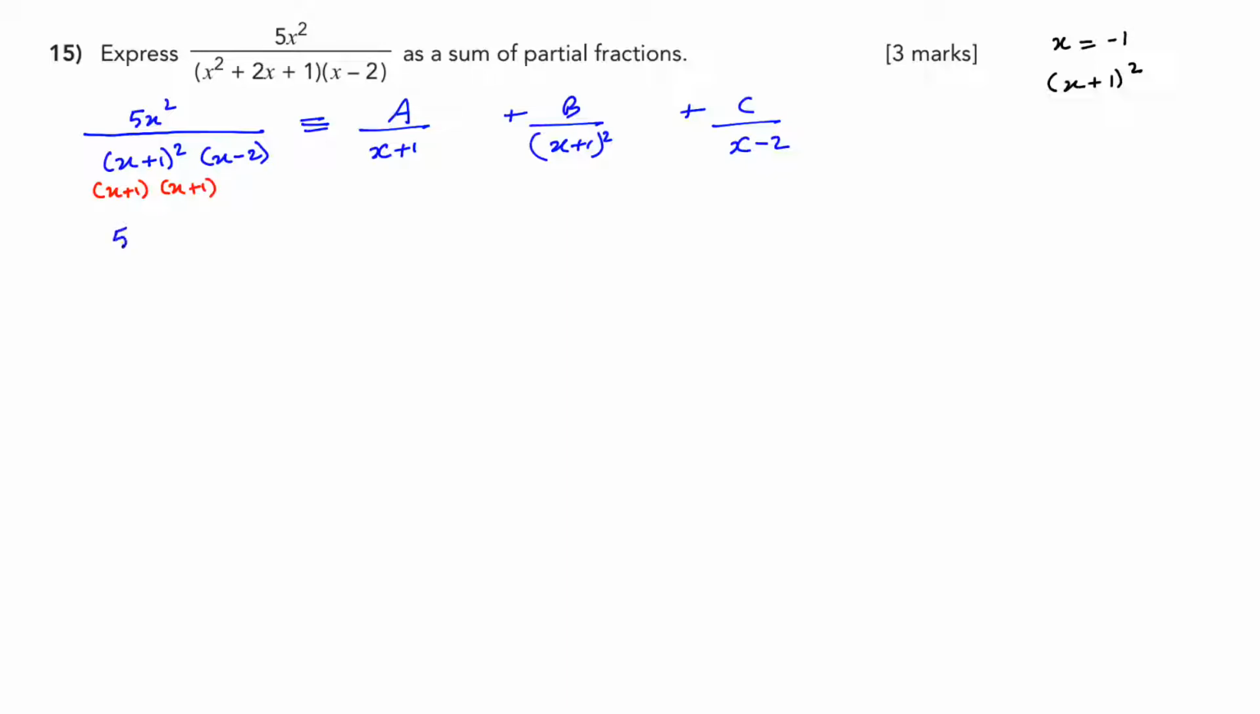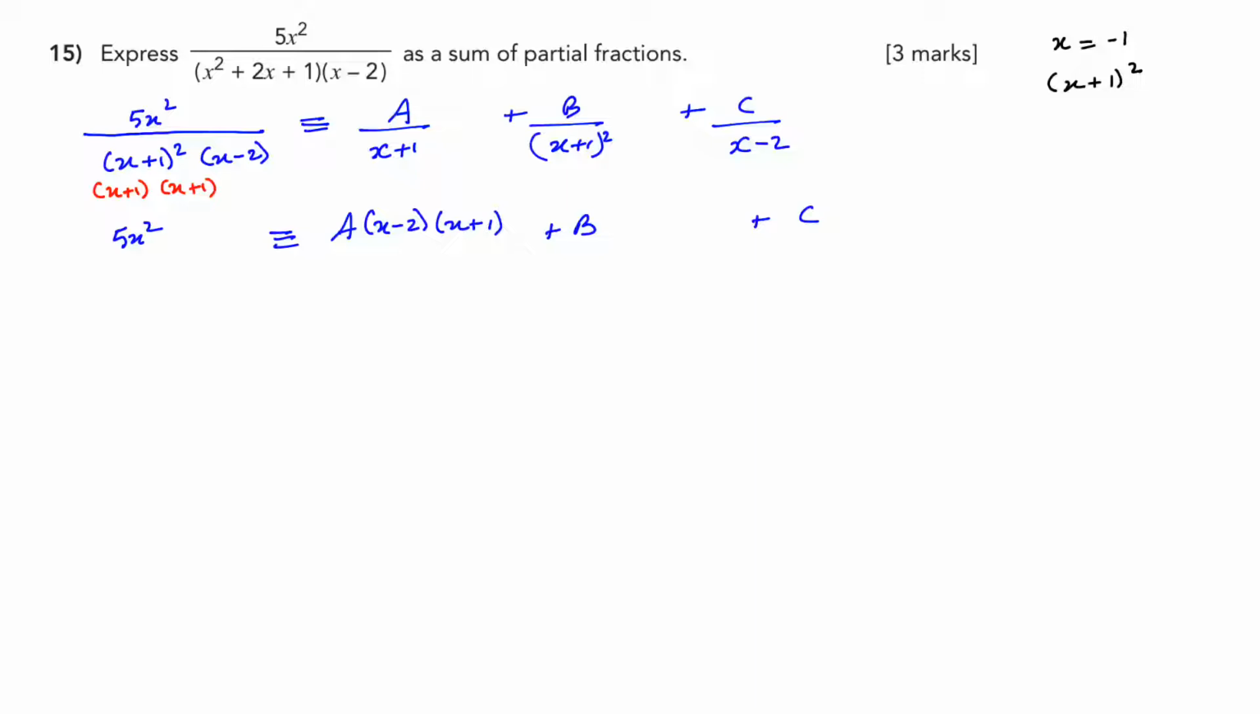After this step, write all your numerators and leave space in between. A plus B plus C. Then look at the denominator of A, x plus 1. You cover x plus 1. If you cover x plus 1, what is remaining? X minus 2 and x plus 1. That's what we are going to write beside A: x minus 2 and x plus 1.